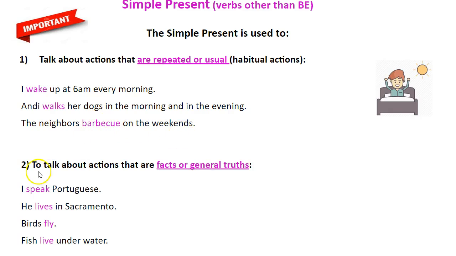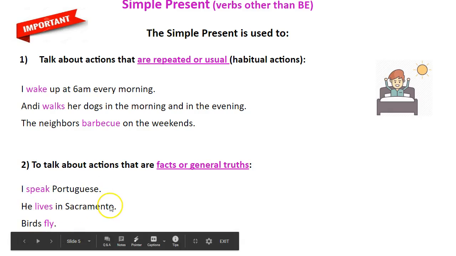We also use it to talk about actions that are facts or general truths. I speak Portuguese. He lives in Sacramento. Birds fly. Fish live underwater.